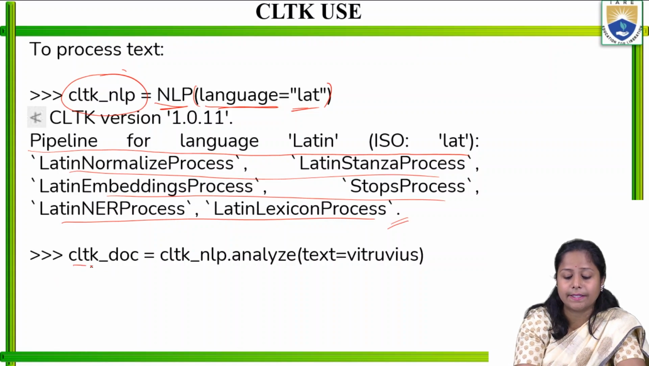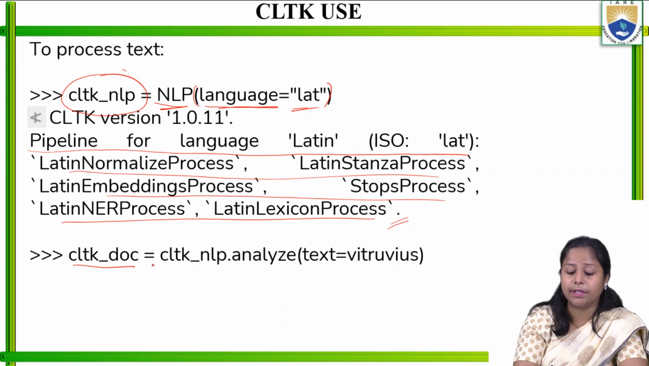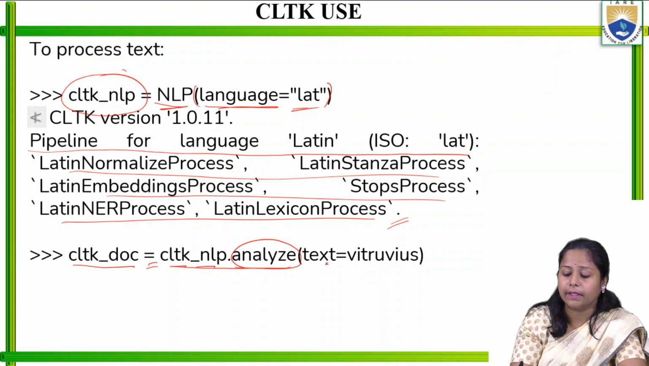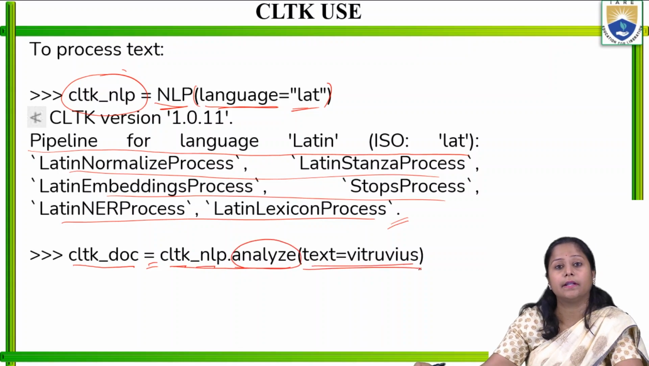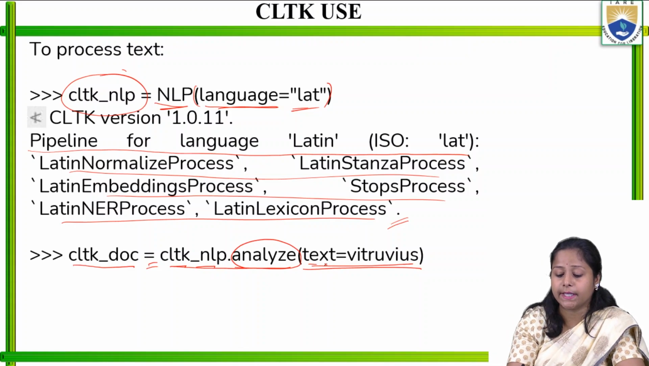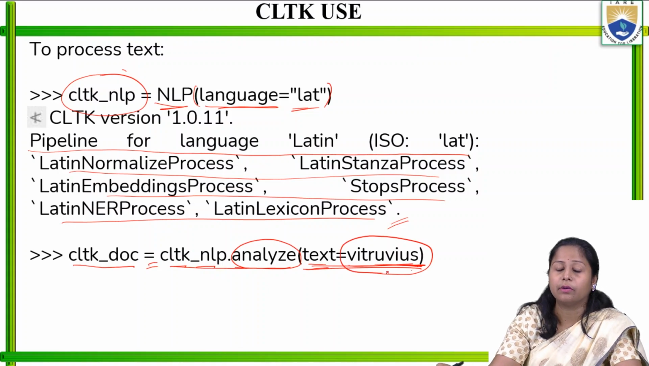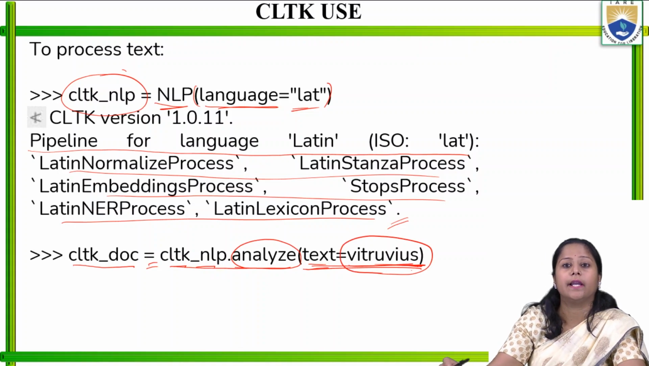In the next line, we need to write cltk_doc. Again, I am creating an object, and I am writing the cltk_nlp.analyze function. In that I will pass the sentence that has been written in the Latin language. So here I'll pass text equal to that virtue virus object. By writing this line, it is going to load that particular sentence into this object, and that will be passed in as the text.